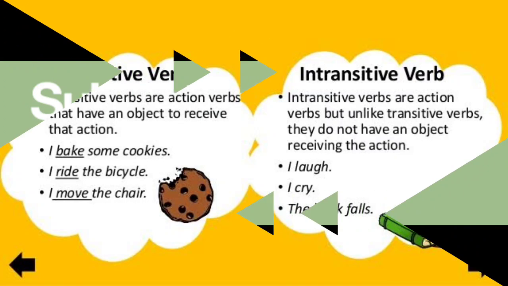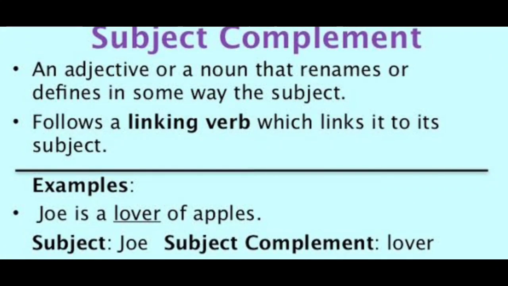Let's move on to the next one, that is subject and object complement. A subject complement is an adjective or a noun that renames or defines in some way the subject. It follows a linking verb which links it to its subject. So look at the example here. Joe is a lover of apple. So Joe is the subject and lover is the subject complement. Here lover is the subject complement that defines and renames the subject Joe. So it is known as subject complement, children.